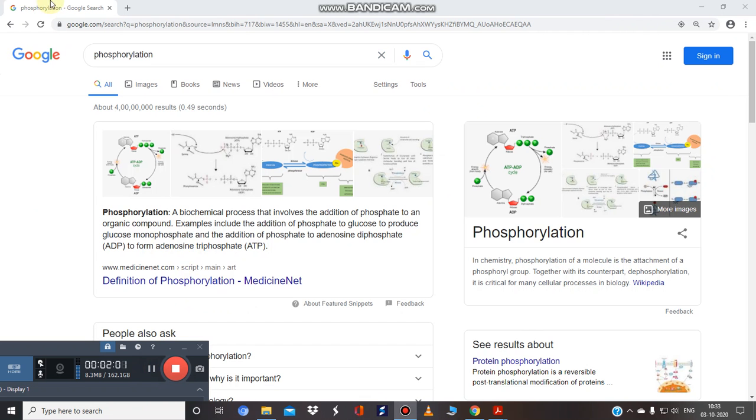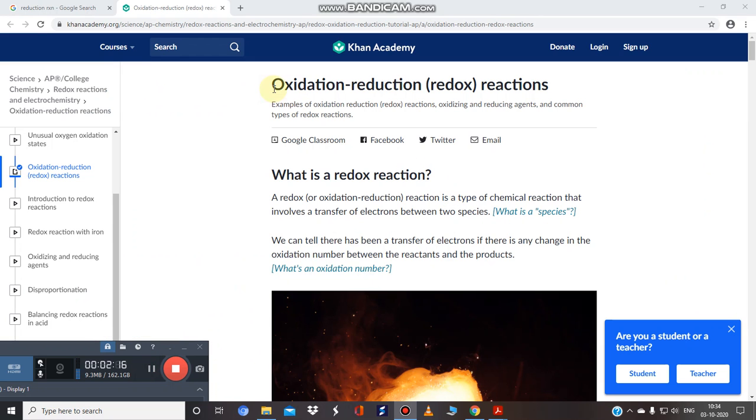Okay. The next reaction we are talking about is phosphorylation. It is very simple. Phosphorylation of a molecule is the attachment of a phosphoryl group. Next one is the oxidation reduction reaction. I hope you all know about this type of reduction or oxidation reaction. In combination they are known as the redox reaction.